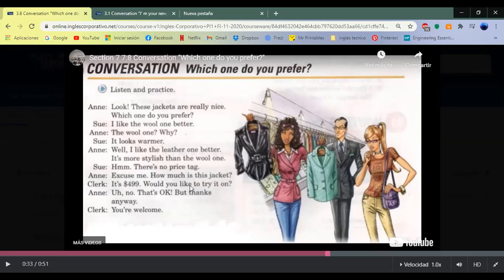I heard some of you that have problems with this question. We have, would you like, do you listen? Would you like to try it on? To try it on? O sea, ahí lo que vamos haciendo es prácticamente unir los sonidos. Would you like to try it on? Okay.